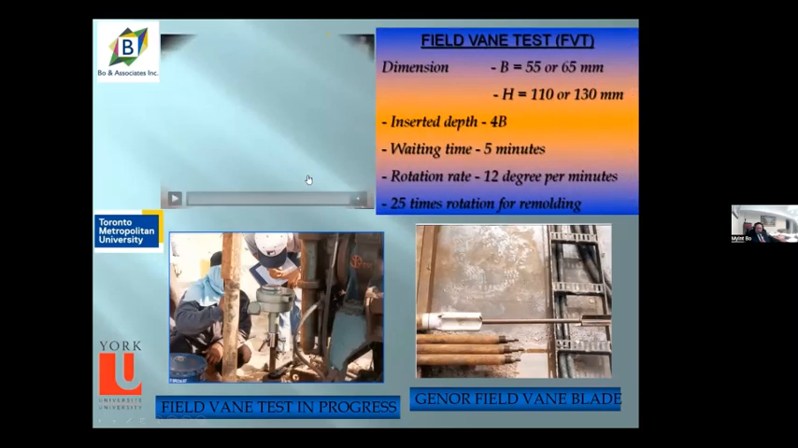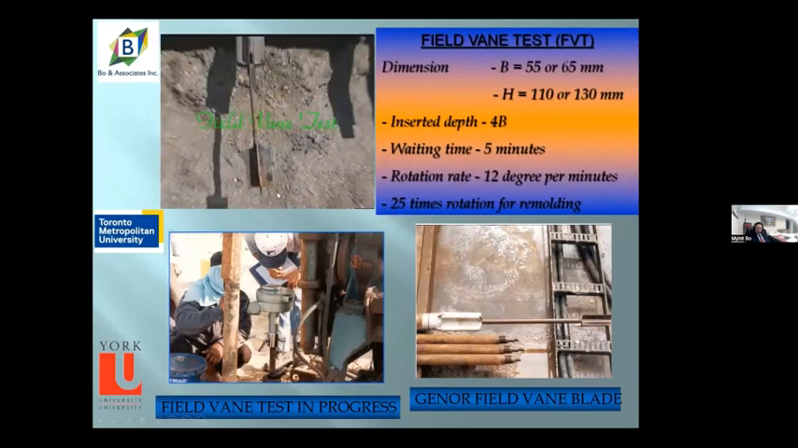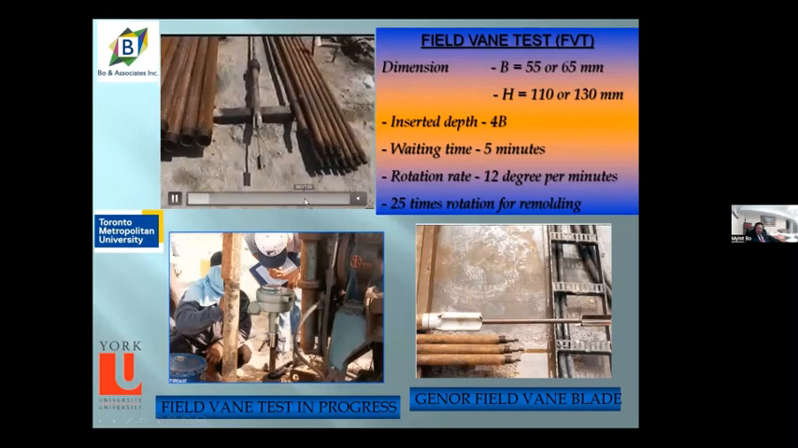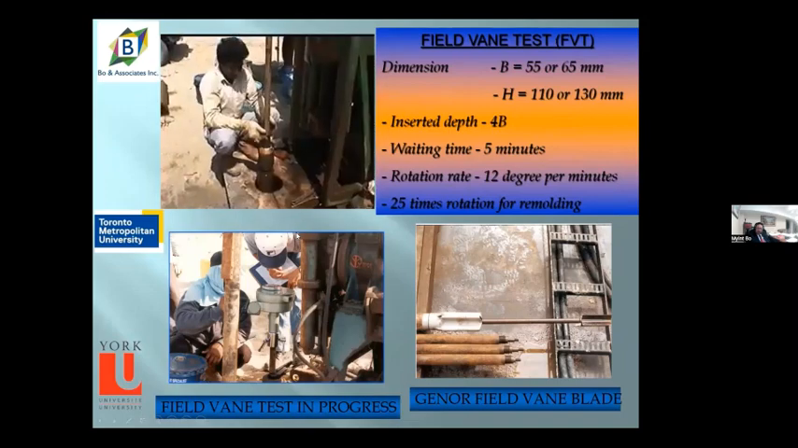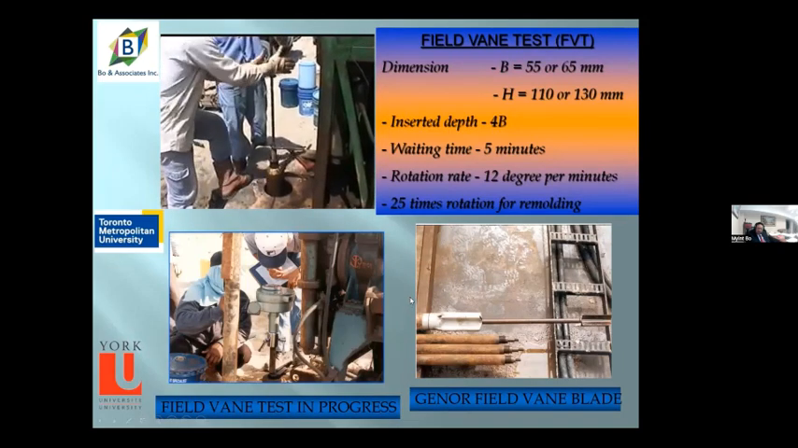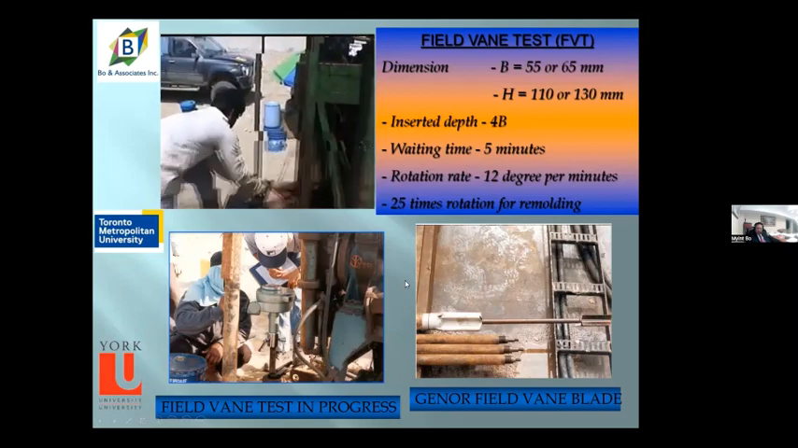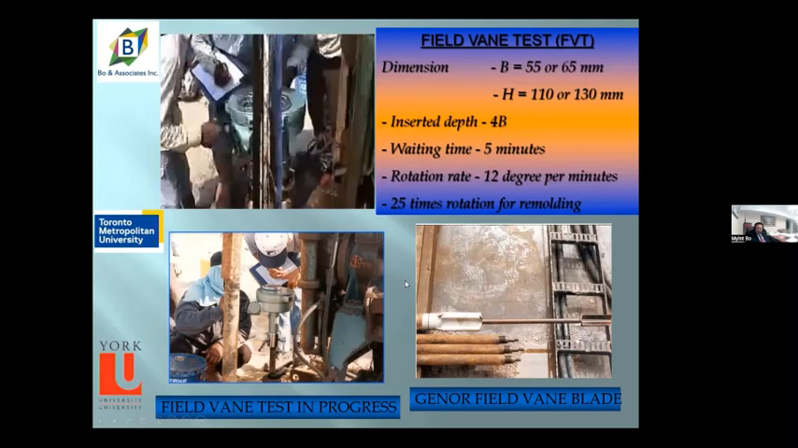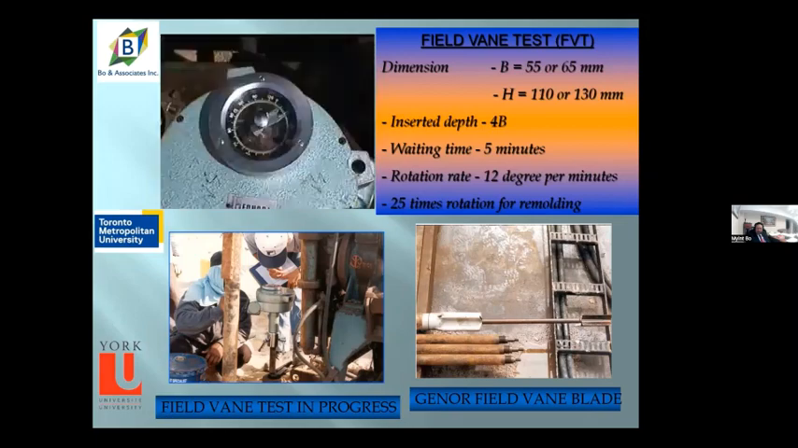Vane shear test is usually used to measure the strength of the soil using these plates. And then they need to follow the standards, waiting time, rotation rates, and all that to obtain more accurate results. This is a video showing some vane shear tests being carried out in the borehole. And then they rotated the blades.